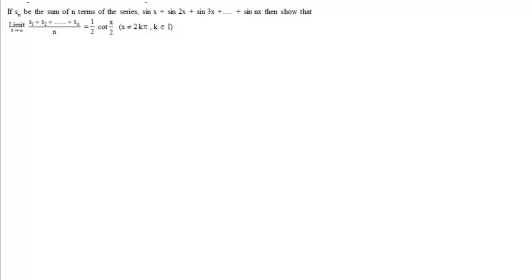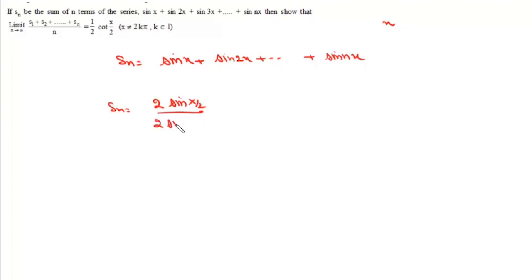Now the question is, let Sn be the sum of this series sin x plus sin 2x plus ... sin nx. Now basically angles are in AP with common difference of x. So what we'll do is we'll multiply and divide it with 2 sin x by 2. So it'll be this 2 sin x by 2 and then sin x plus sin 2x up to sin nx.